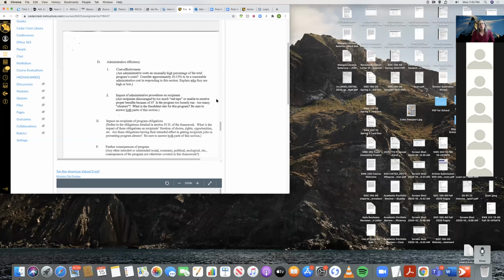And if you can do this for this program, you now know how to analyze a program, which gives you the tools you need in the future to advocate on behalf of your clients, if necessary, by advocating for legislative change in a program.